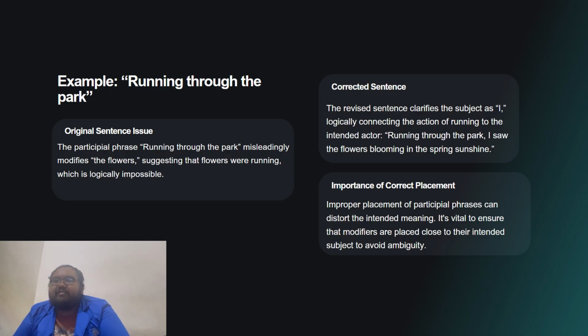Corrected sentence. The revised sentence qualifies the subject as I, logically connecting to the action of running to the intended actor. Running through the park, I saw the flowers blooming in the spring sunshine. That's the correct one. The importance of correct placement. Improper placement of a participial phrase can distort the intended meaning. It's vital to ensure that modifiers are placed close to the intended subject to avoid ambiguity.